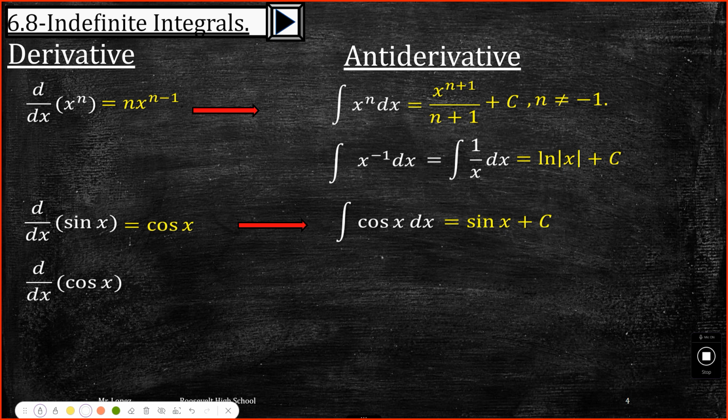The derivative of cosine x is what? That one's negative sine x. So when we say what is the integral of sine x, that one we're going to say what? Not just cosine, it has to be negative. So the integral of sine x dx is negative cosine x.